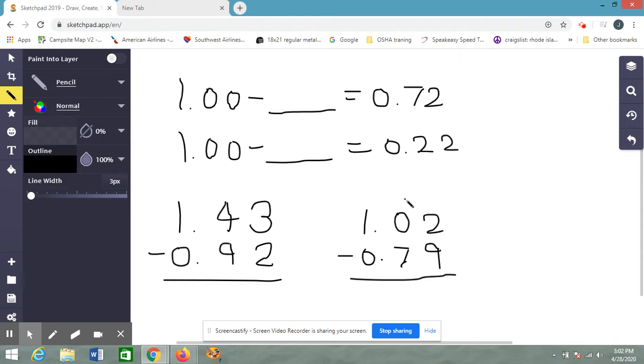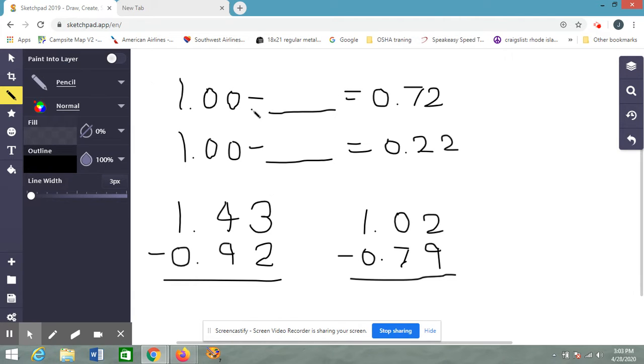Hey guys, so today we're going to be moving on from subtracting tenths to subtracting hundredths. We're going to do that in two ways again. We're going to start with that whole number, figure out how many hundredths we need to take away to get to our answer. And then we're also going to subtract the more traditional way. We're going to do the borrowing and carrying over.